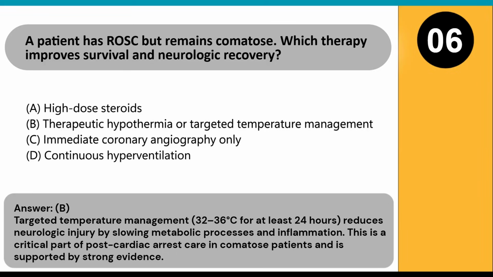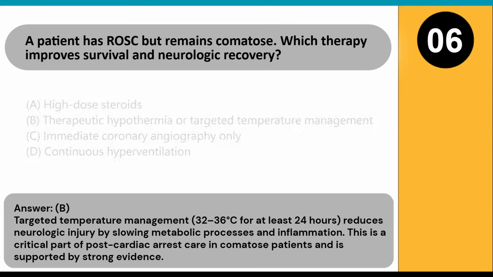Targeted temperature management, 32 to 36 degrees Celsius for at least 24 hours, reduces neurologic injury by slowing metabolic processes and inflammation. This is a critical part of post-cardiac arrest care in comatose patients and is supported by strong evidence.